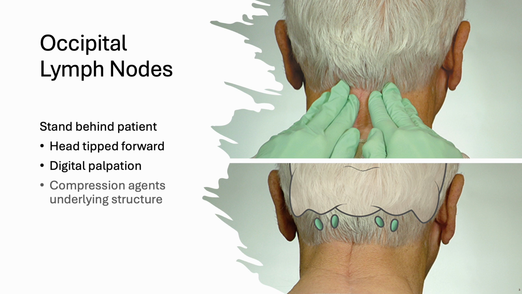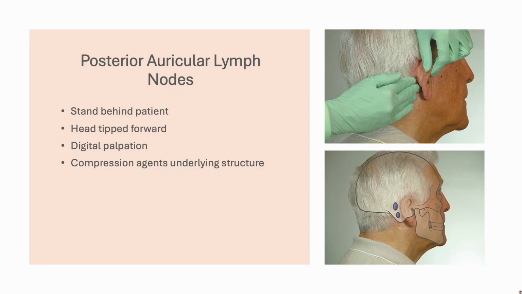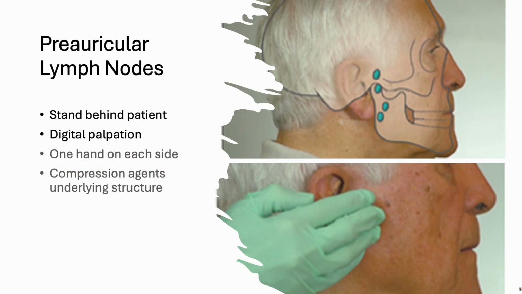For the occipital lymph nodes, stand behind the patient with their head tipped forward. Use digital palpation of both hands, compressing against underlying structures. Postauricular lymph nodes, use digital palpation, compression against underlying structures. Preauricular lymph nodes, digital palpation with one hand on each side, using the first 3 fingers, compression against underlying structures.